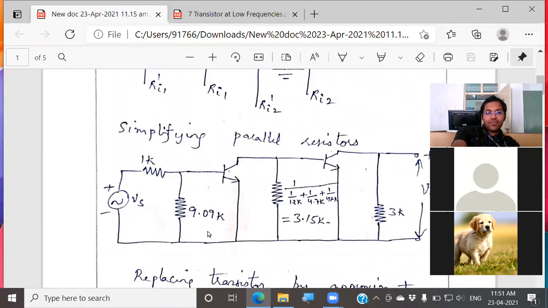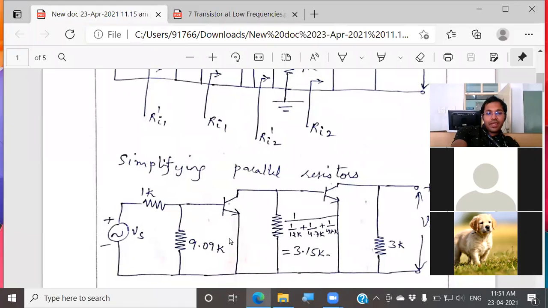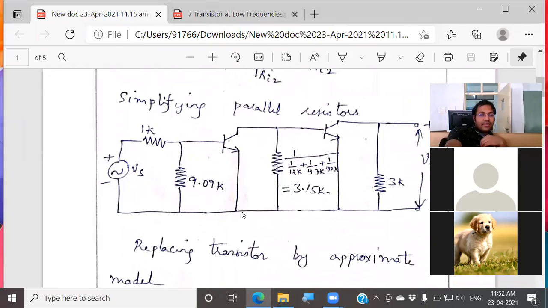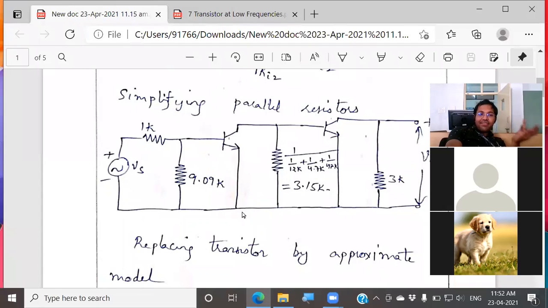So how many components? What are the 2 components? Tell me, anybody answer please. What are the 2 components for the transistor in the approximate model? First, same old story. So far we are doing the same thing again and again. I'll be surprised if anybody doesn't remember. Okay, 2 components: HIE, HFE IB.